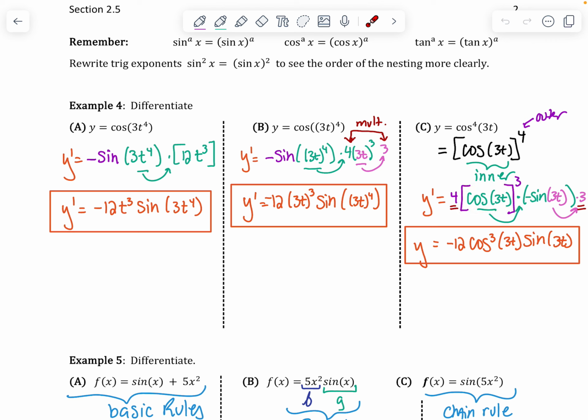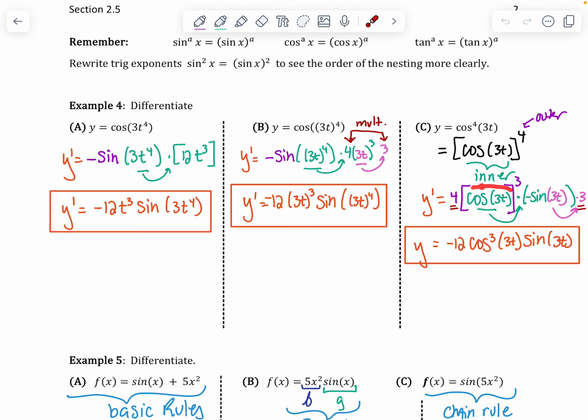Starting from the outside of the green, right? First thing I see is a cosine whose derivative is negative the sine. And so I left the interior the same. But now I need to take the derivative of 3t, which is 3. Now I still have a 3 and a 4 and a negative sign that I'm going to multiply to negative 12. All of these had a negative 12.